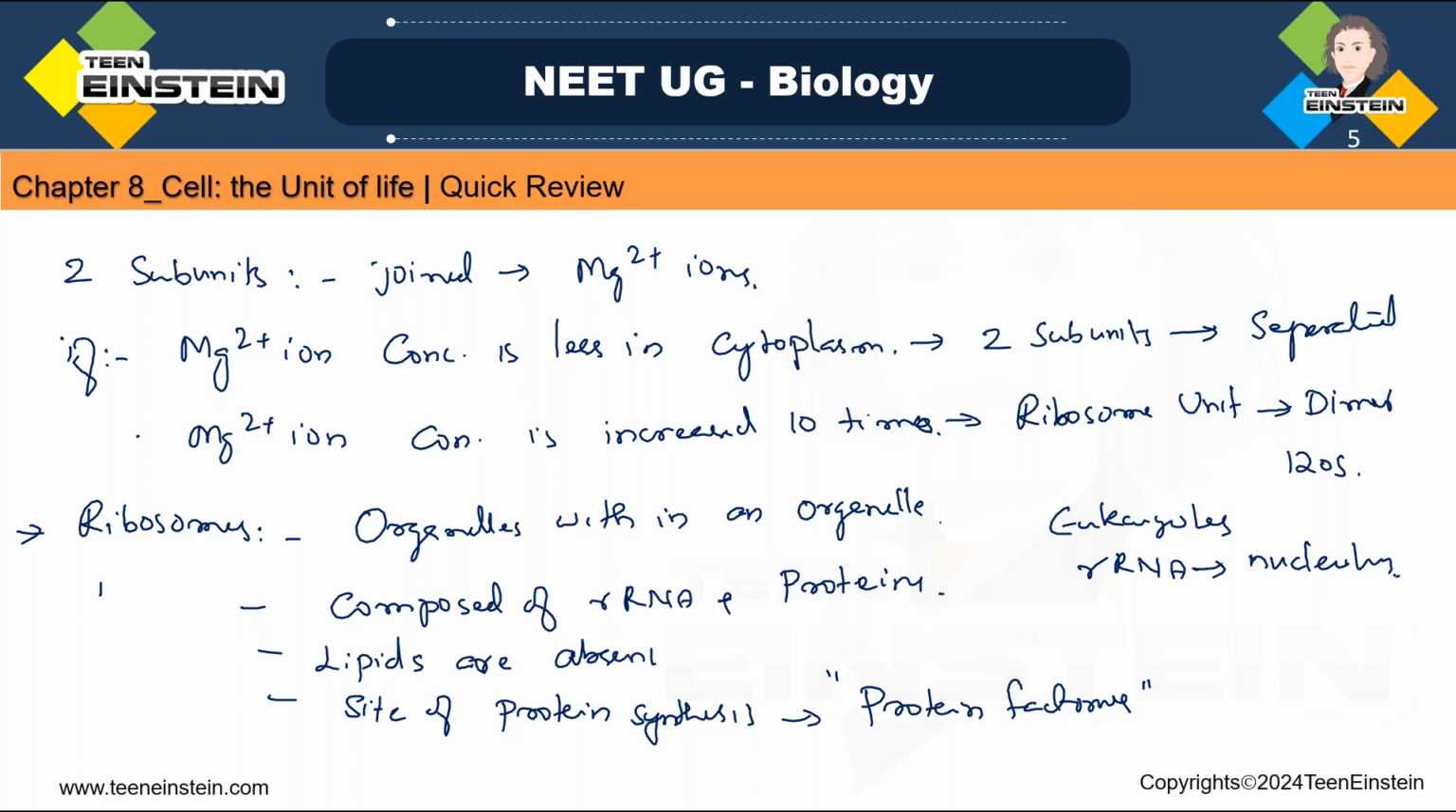And if Mg2+ or magnesium ion concentration is increased 10 times, what will happen? The ribosome units will form a dimer of 120S. Okay, so these points you must remember. You can expect questions from this area.